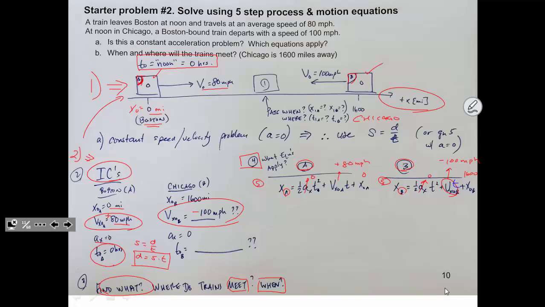Well, noon time in Chicago is different than noon time in Boston because you have a time zone difference. And so noon in Chicago happens 1 hour after noon does in Boston. So the Chicago train leaves an hour after the Boston train. That's a little nuance here you've got to be careful of.